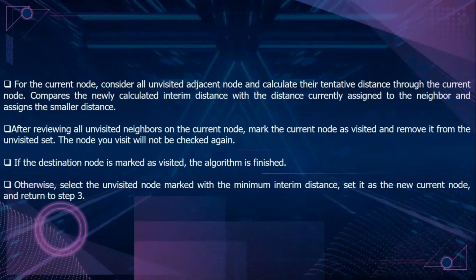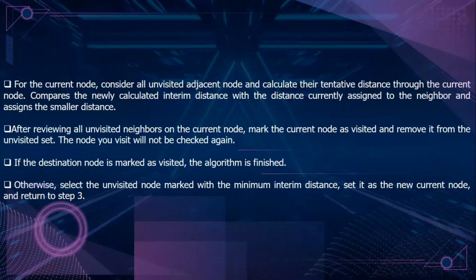For the current node, consider all unvisited adjacent nodes and calculate their tentative distance through the current node. Compare the newly calculated interim distance with the distance currently assigned to the neighbor and assign the smaller distance. After reviewing all unvisited neighbors of the current node, mark the current node as visited and remove it from the unvisited set. The node you visit will not be checked again. If the destination node is marked as visited, the algorithm is finished. Otherwise, select the unvisited node marked with the minimum interim distance, set it as the new current node, and return to step 3.